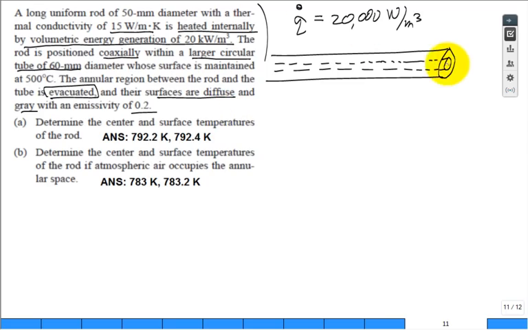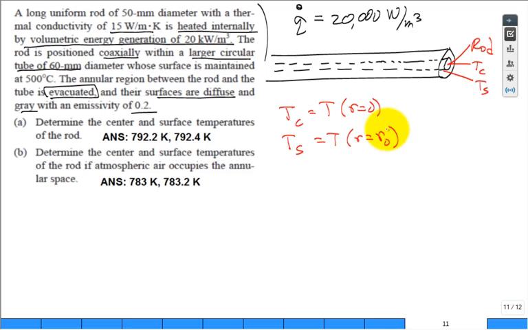So where's the rod again? Right there. So the rod has a center temperature, maybe I should put Tc for center, and then the surface temperature Ts. The temperature at the center is a temperature at r equal to 0. The temperature at the surface is the temperature at r equal to r naught. For this problem, it's a diameter of 50 millimeters, so the r naught is 25 millimeter. That outer radius.